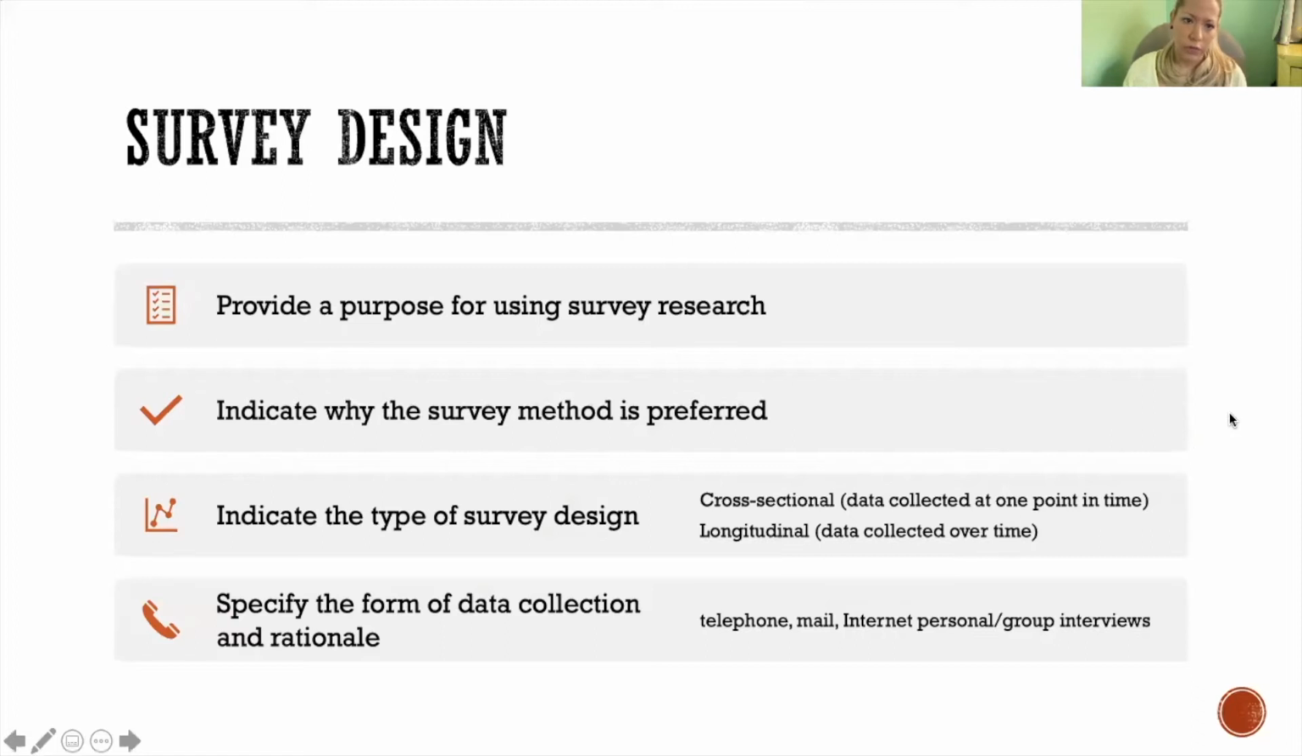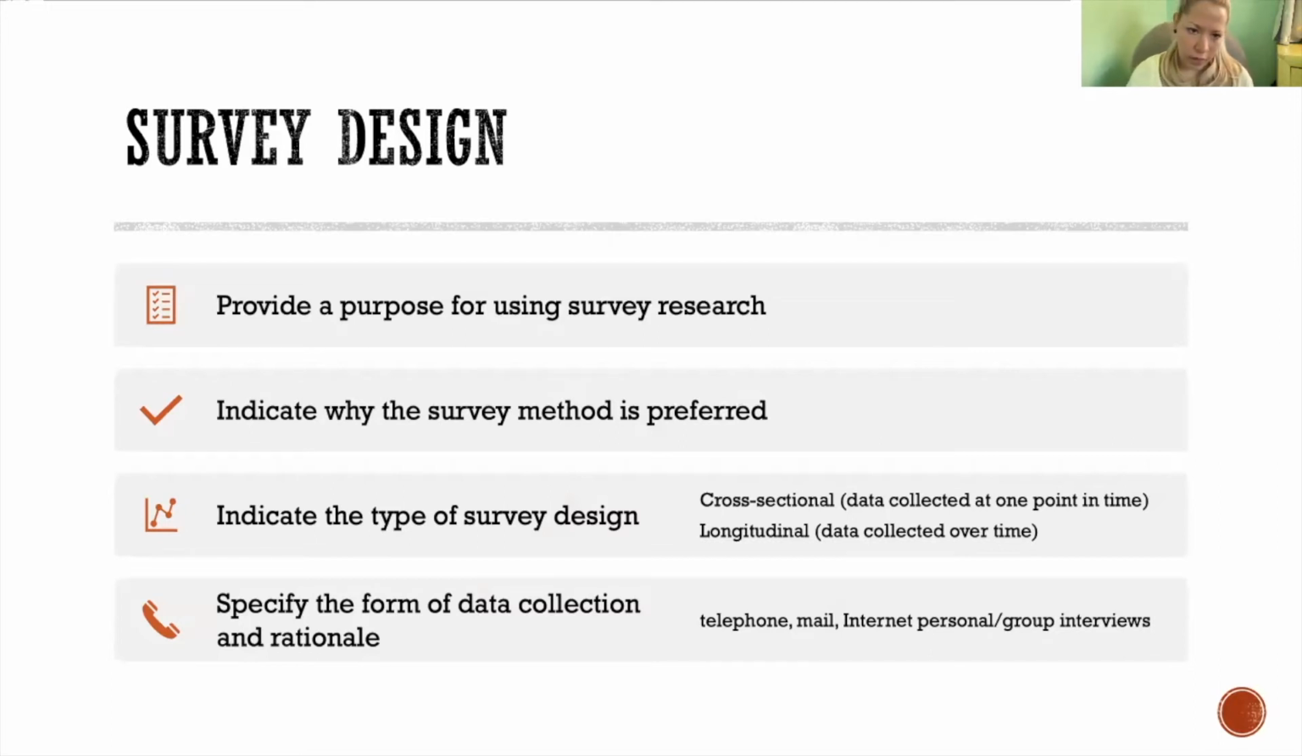So when we're designing a survey study and we're writing our proposal, you want to provide a purpose for using survey research. So why are you deciding to use a survey as your methodology as opposed to other types of study design that you could be using? So you need a purpose for using a survey. And why is that survey method preferred over the many other options we have in research design?